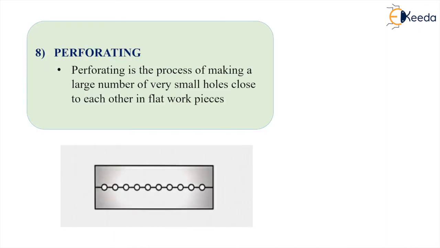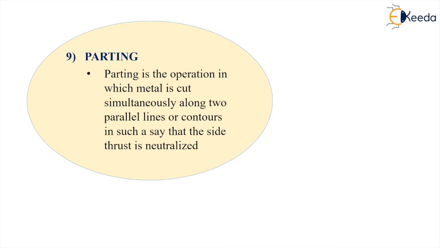Perforating operation is nothing but the production of many small holes in a given sheet. That is known as perforating operation. Parting operation is what? Parting is an operation which cuts simultaneously along two parallel lines or contours in such a way that the side thrust is neutralized. So simply, parting operation is producing the two halves of the sheet, you can see.